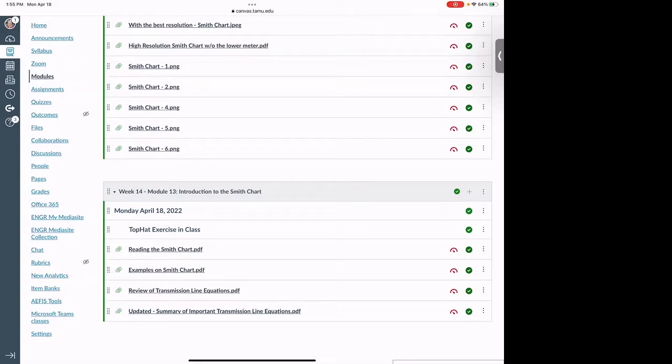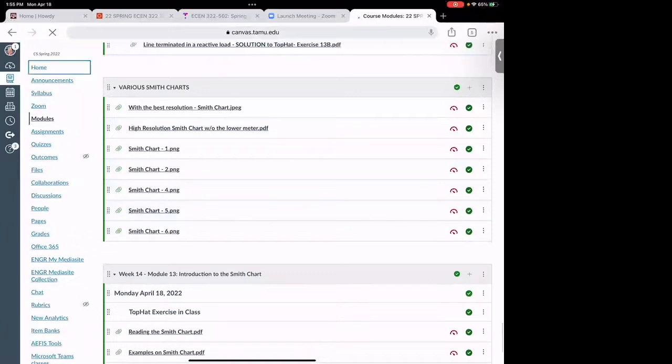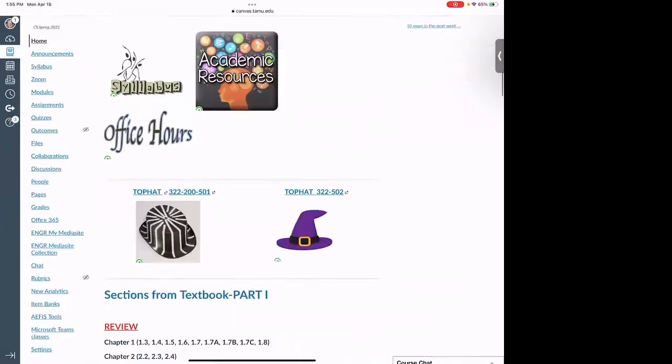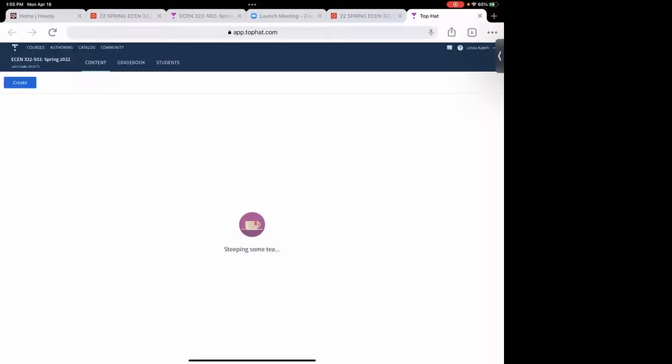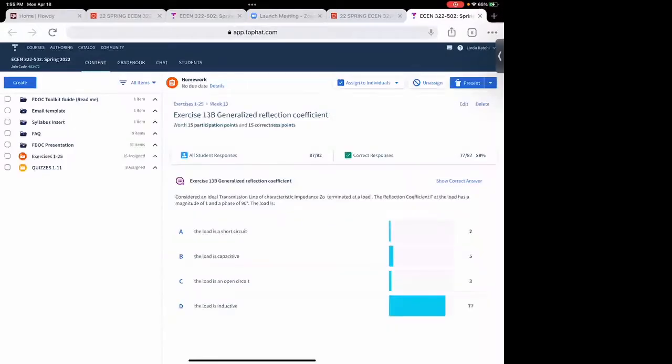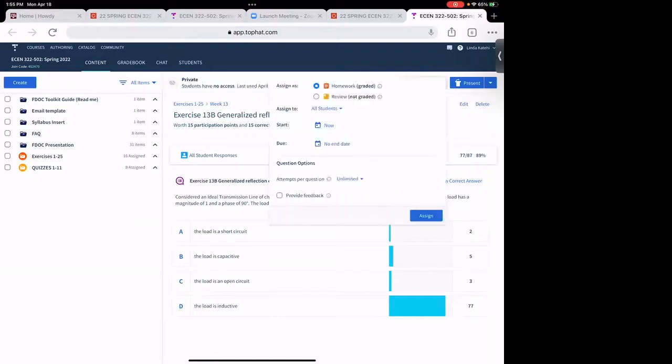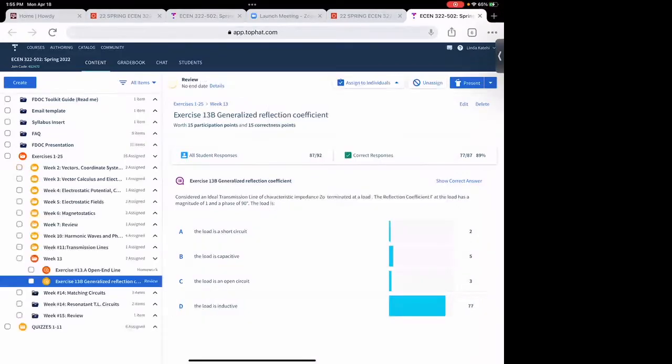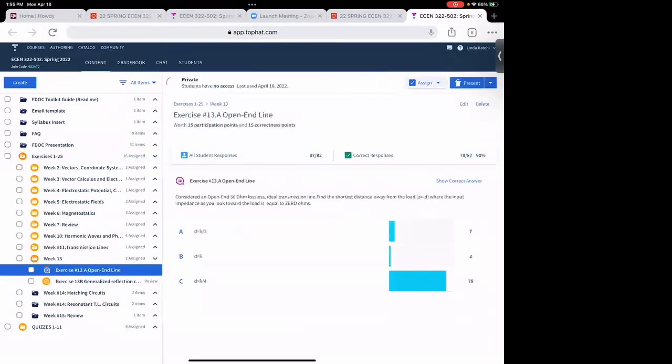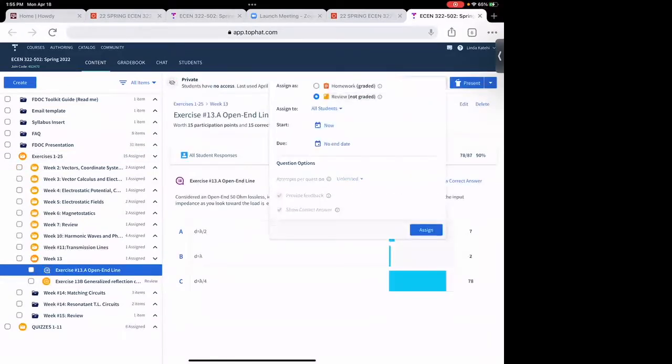All right, let me start with the Top Hat, as I'm going to bring one of the Smith charts to use. These are all for review, just to bring to you some of the concepts that we are using. So I'm going to unassign this, which was what you had to do today, and then assign it as a review. And then we're going to unassign that too and assign it as a review.